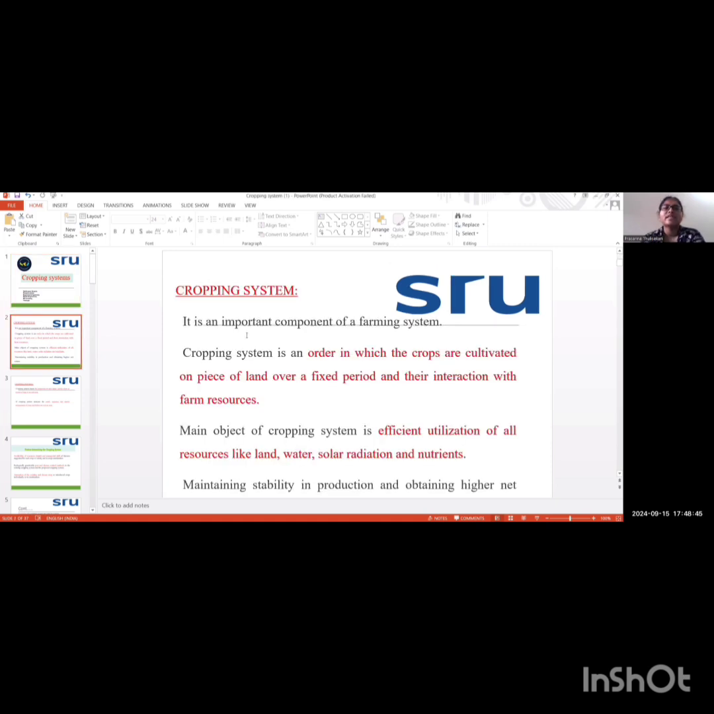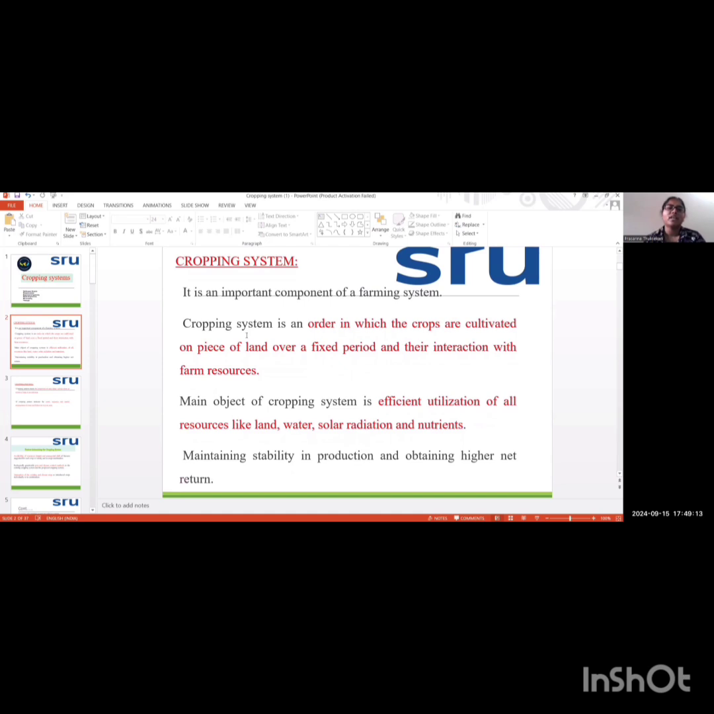Cropping system is an important component of the farming system. Cropping system is an order in which crops are cultivated on a piece of land over a fixed period and their interaction with the different farm resources. The main objective of the cropping system is efficient utilization of all the resources like land, water, solar radiation, and nutrients, and maintaining stability in production and obtaining higher net return is the main aim of the cropping system.